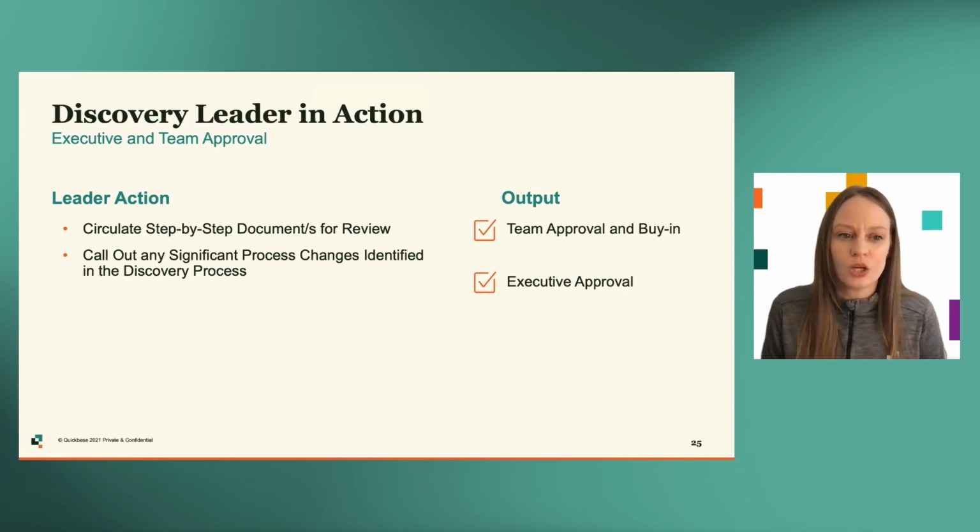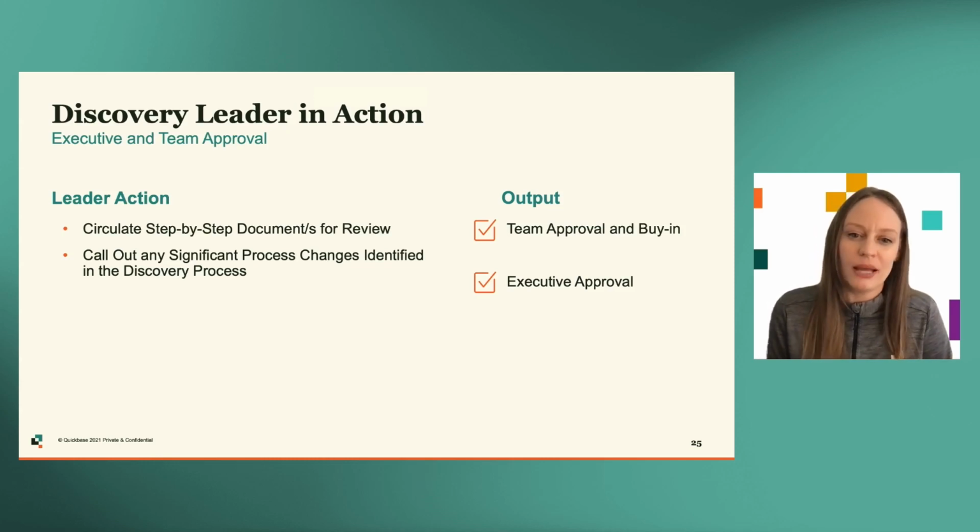So we really want to go through circulating our documents, ensuring that we're all on the same page and we heard the same things in the meetings, and then specifically call out any significant process changes, just so that managers are aware and that anybody who also works on this process tangentially is also okay with the changes that you guys are making internally. And so from that, you should have team buy-in and approval and executive approval.